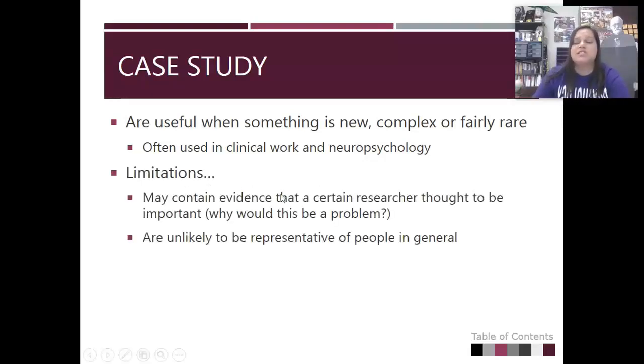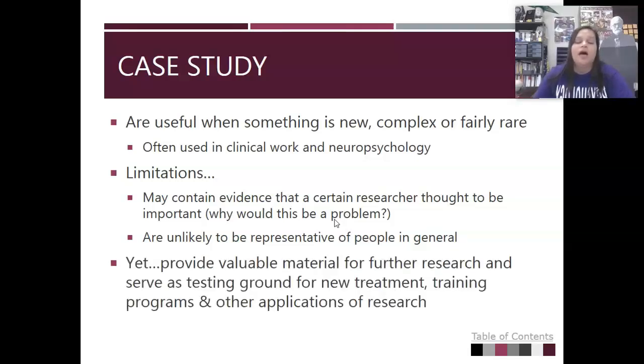So some limitations: it may contain evidence that a certain researcher thought to be important, but maybe it wasn't really important. It's unlikely to be representative of people in general, but we still get information about these individuals, and that might help us to figure something else out later on. So it provides viable information for further research, and it can serve as a testing ground for new treatments, training programs, and other applications of research.